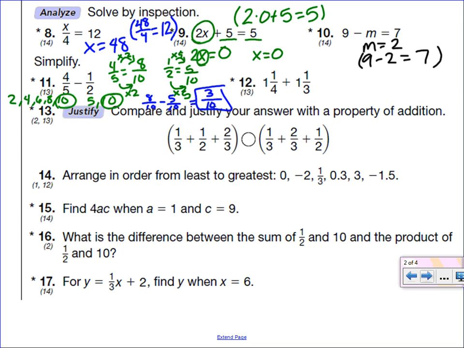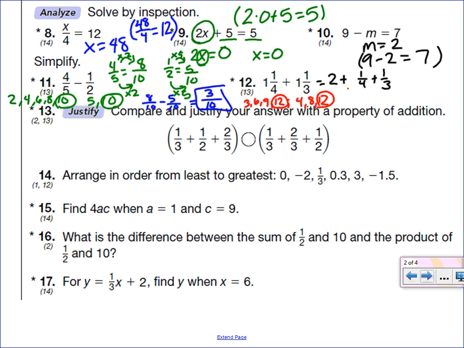In number 12, I'm adding mixed numbers. And since I'm adding, I can just add the whole numbers first and set them aside. So I have 1 plus 1 is 2. And then I have 1/4 and 1/3. So for the 1/4 and the 1/3 I still need to get a common denominator. So again, I can do 3, 6, 9, 12, and then I could do 4, 8, 12. They both have 12 as a multiple, so I'll use that.